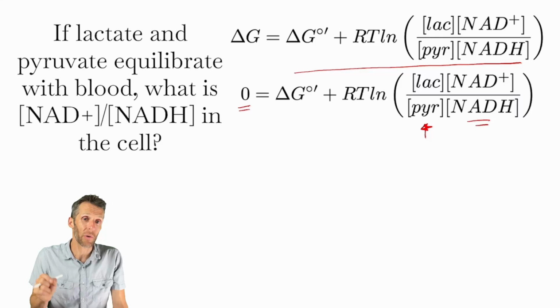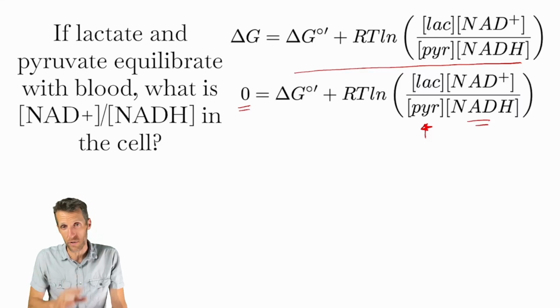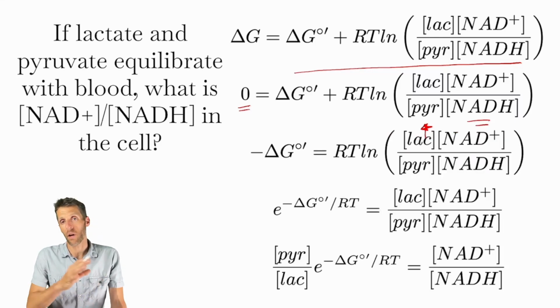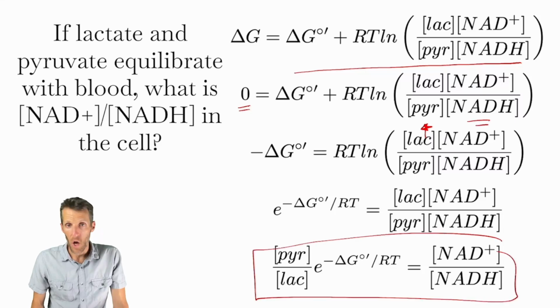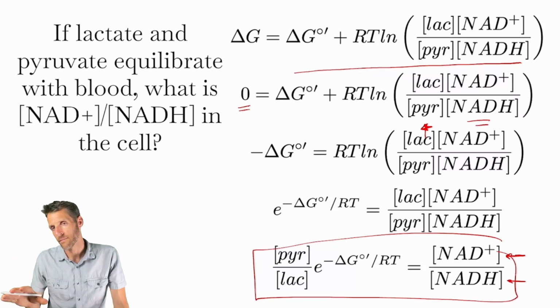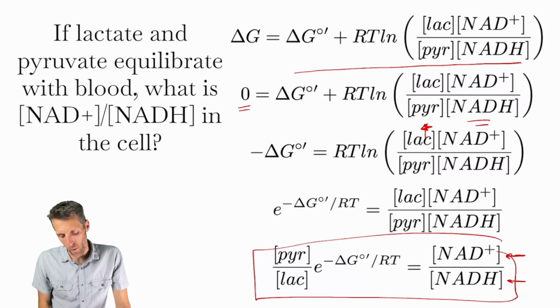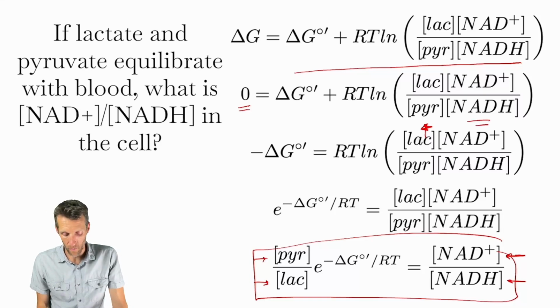Okay, so let's zip through this. I'm just going to show some algebra. So get ready to pause if you want to look at the algebra. I'm just going to show it and then show the answer. But basically, I'm doing a rearrangement with some log rules to get to this expression at the bottom, which is saying that the NAD plus to NADH ratio in the cell is going to equal the pyruvate to lactate ratio in the blood raised to the delta G naught prime. Okay?